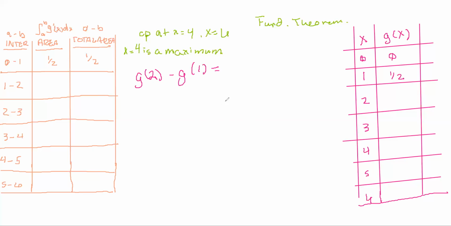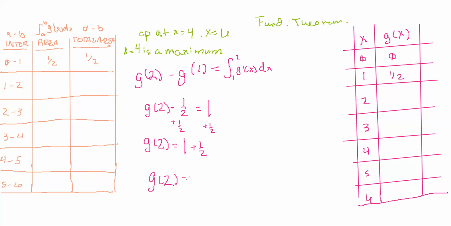So g of 2 minus g of 1 is equal to the integral from 1 to 2 of g prime of x dx, correct? So we know that g of 1 is equal to 1/2, so g of 2 minus 1/2 is equal to, and if we look under here from 1 to 2, there's one box that's 1 by 1. So the area of that box is going to be 1. That's going to be equal to 1. So g of 2 is equal to 1 plus 1/2. g of 2 is equal to 3/2.